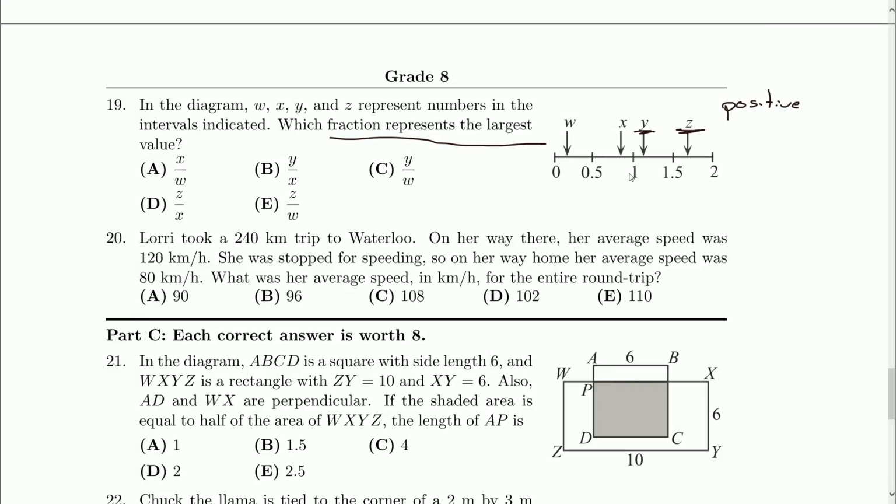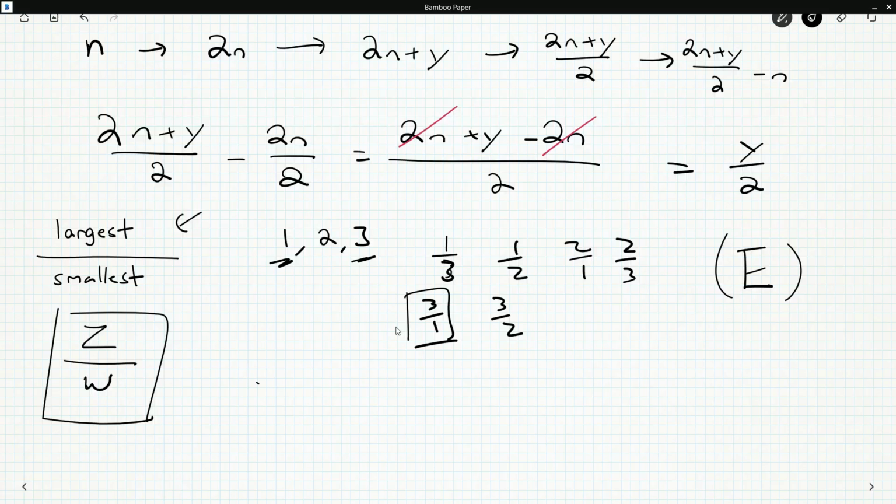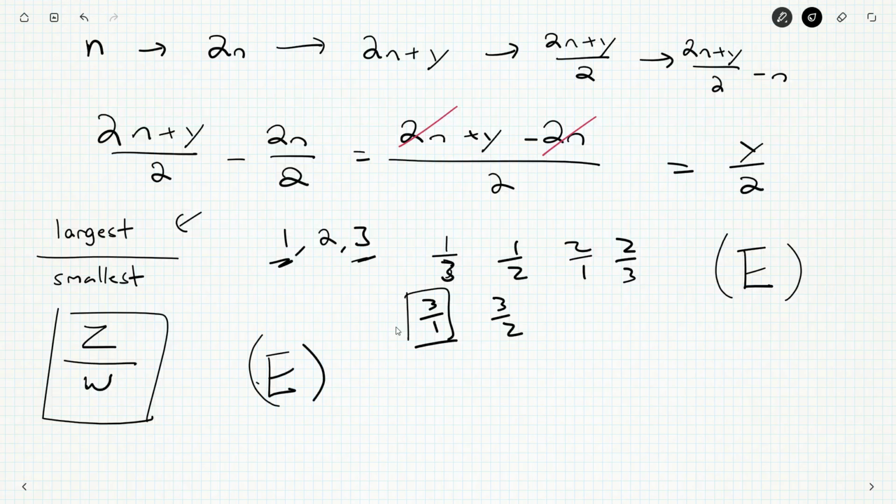We could try something like Y over W, or Z over X, that sort of thing, although of those two, which one's the biggest would be harder to say. But Z over W is one of the answers, so we don't have to worry about it. E. And we didn't do any calculations there. We just sort of thought our way through the question. So that's a nice, good, decent math theory question.